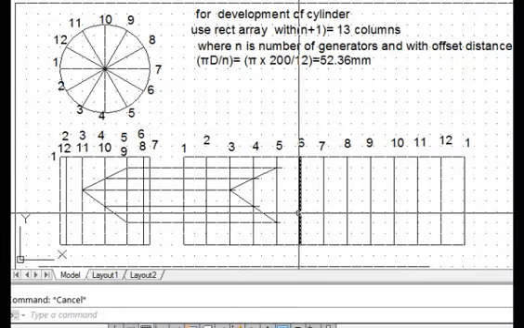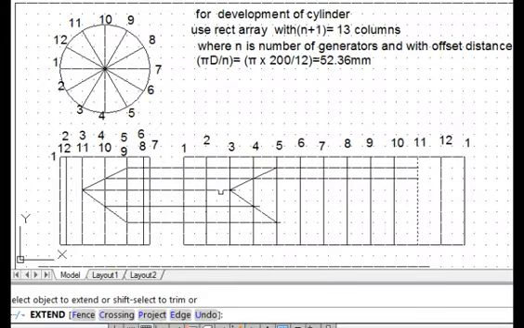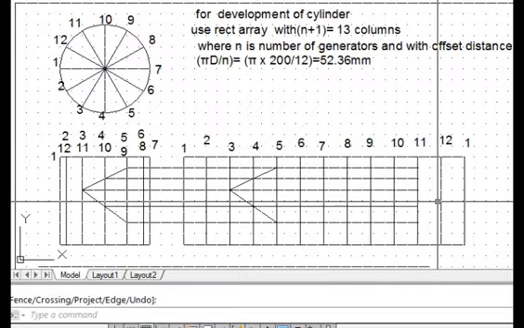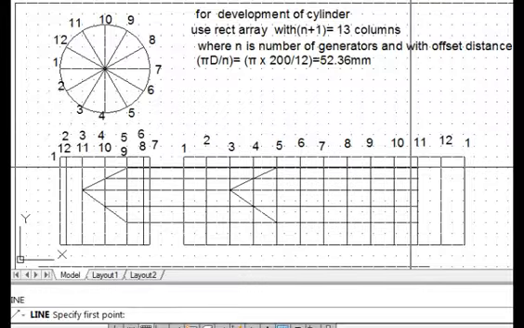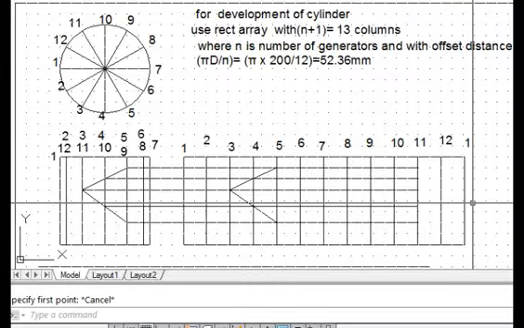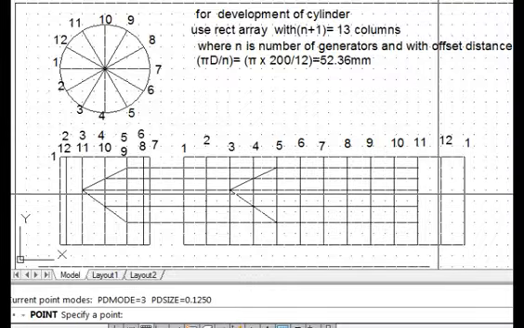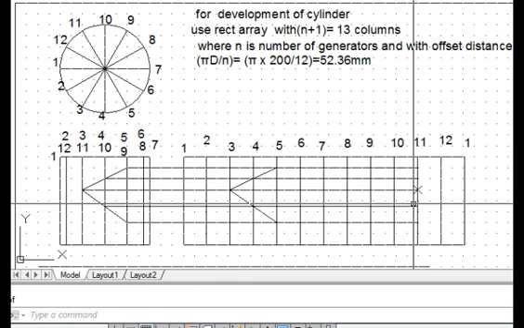So I can extend all these 5 horizontal lines up to maybe 11, which is the last one. Just for better clarity, I'll extend them like this. And I know on 11 I have 1 point, so 11 is corresponding to 3. So this is the point. To clarify, I can mark it using the point, PD mode 3 I have used.